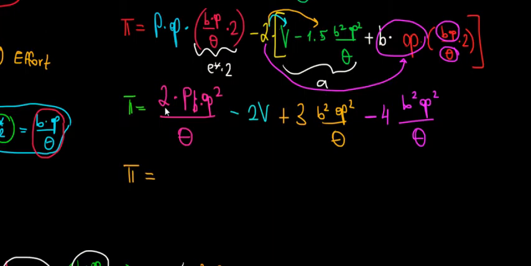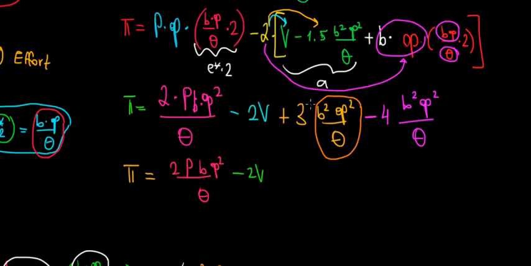We will have the first term, still the first term. So that's 2 times P times B theta square divided by theta minus 2 times V, and now notice here that we are subtracting the same term, B square theta square over theta. The coefficients are 3 minus 4, so that's minus 1, so it's minus B square theta square divided by theta.